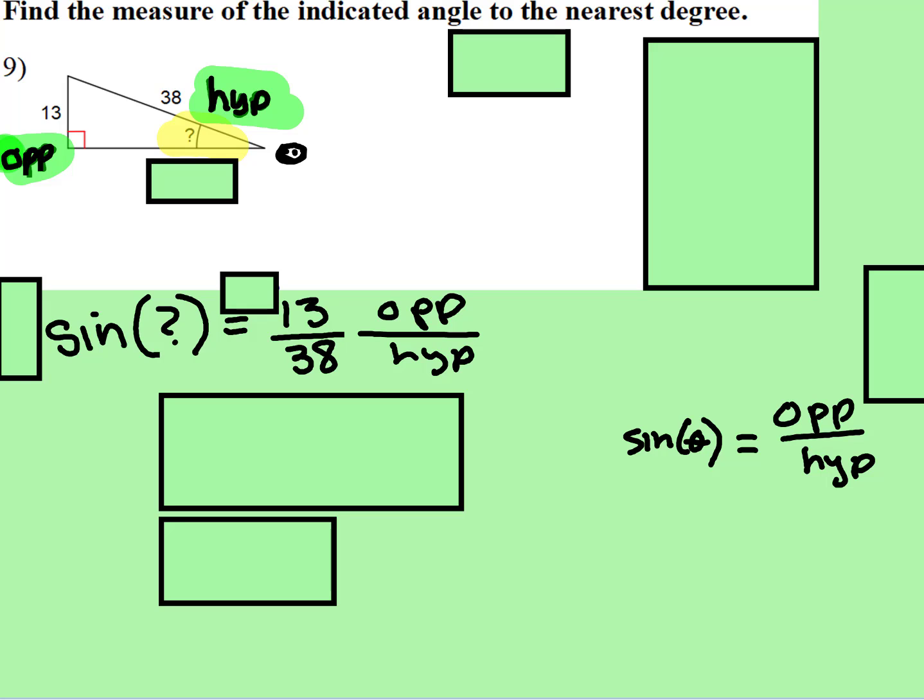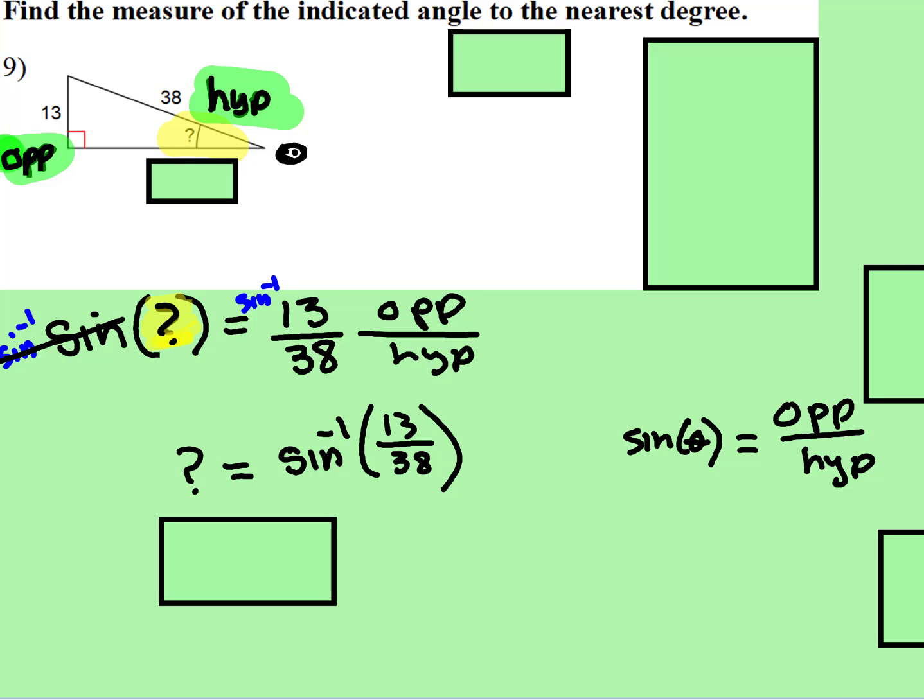Well, we need to get the theta, or the question mark, by itself. How do we cancel the word sine? You do what's called taking the arc sine or inverse sine. Oftentimes people say inverse sine because that happens to be on the calculator. So when you take the inverse sine on the left, it cancels that sine, leaving just the question mark or the theta.